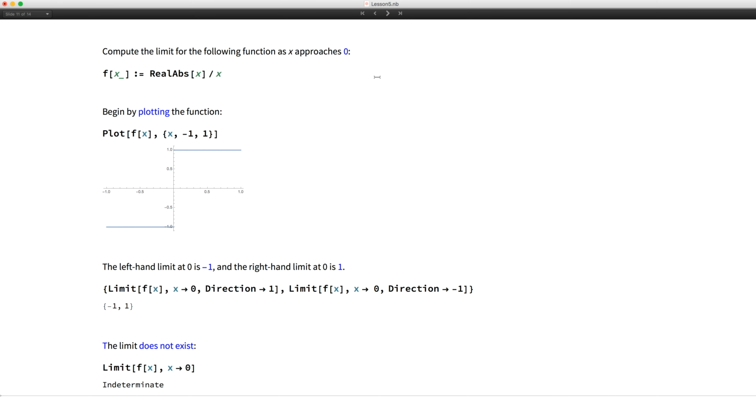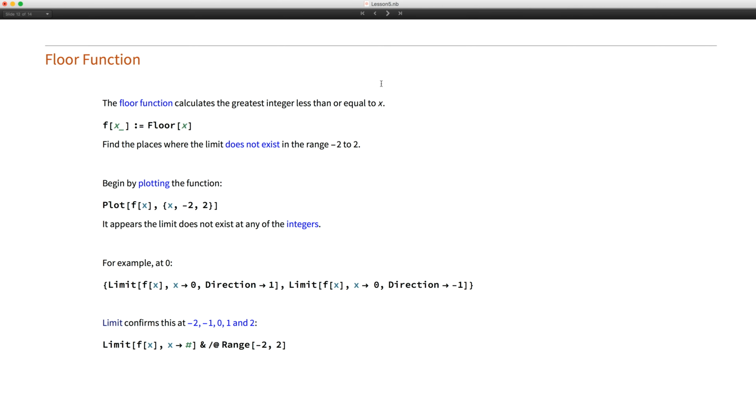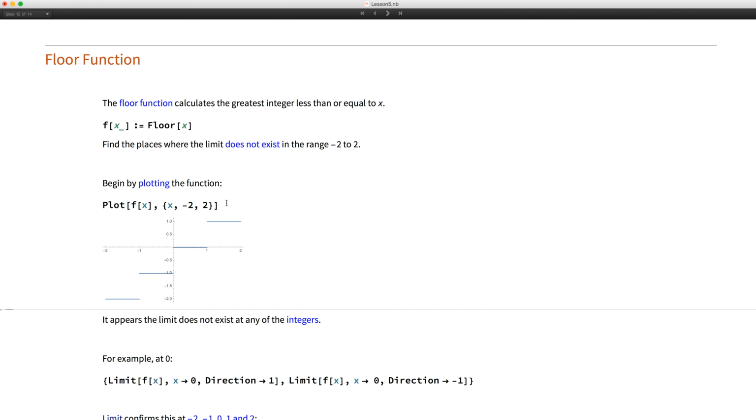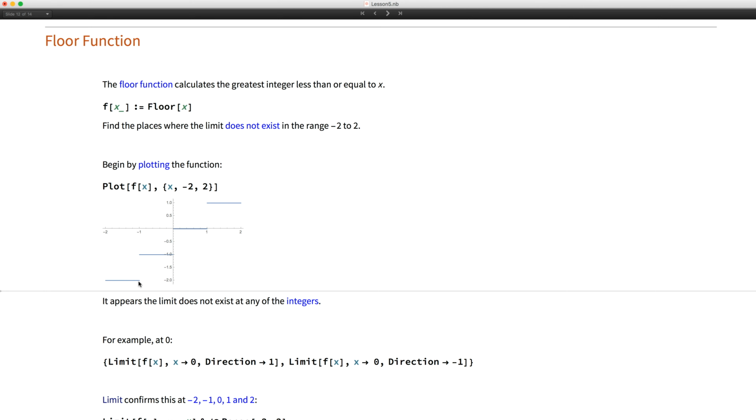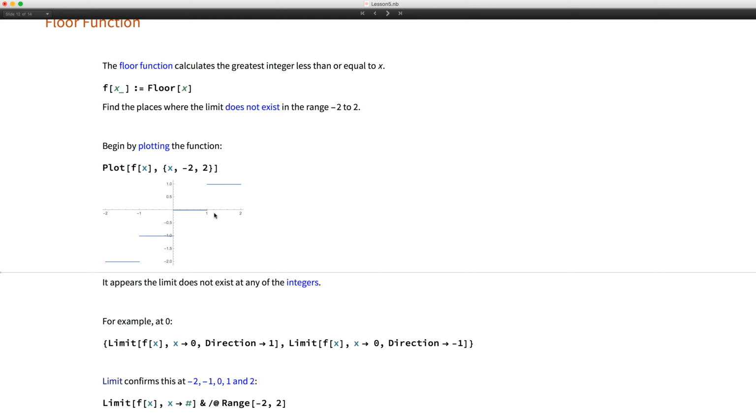But of course, things can get much worse. So here is the so-called floor function. So the floor function will calculate the greatest integer less than or equal to x. And the problem is to find where the limit does not exist in the range from -2 to 2. So here's a plot, and it's clear that you have an issue at all the integers. There's a jump at every place.